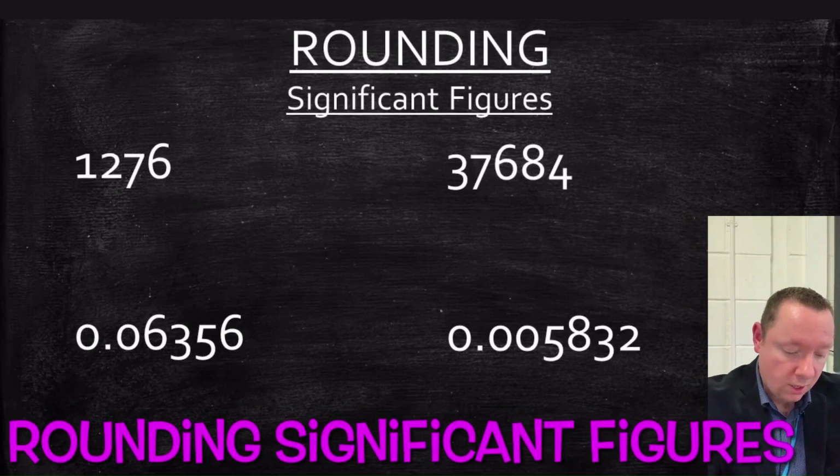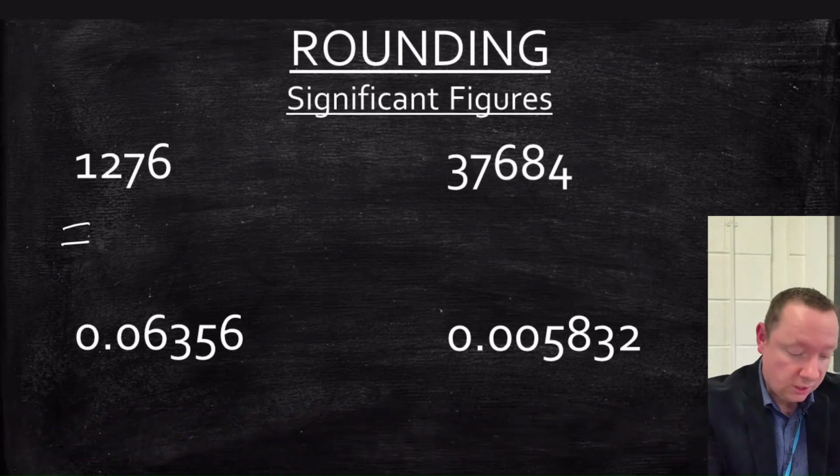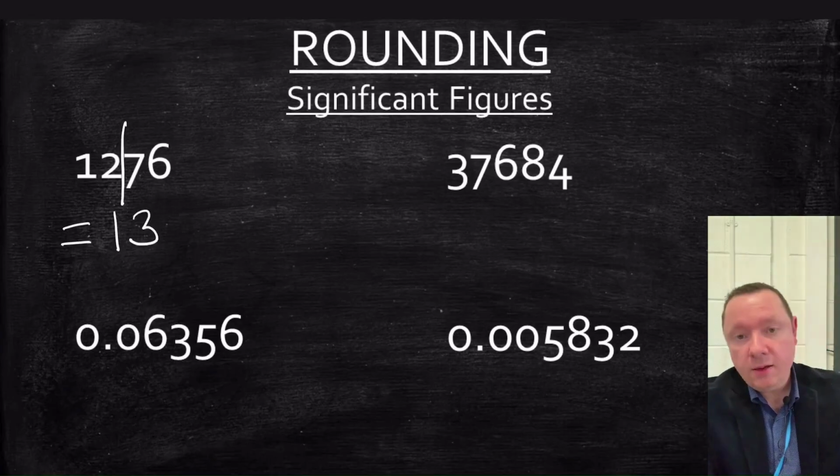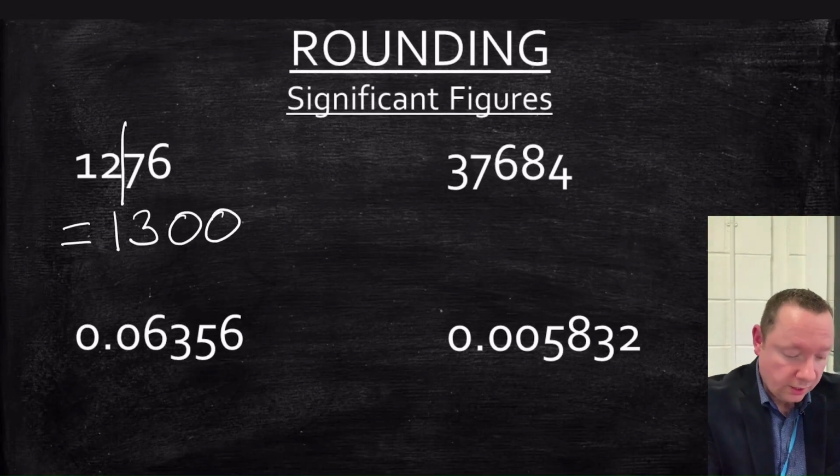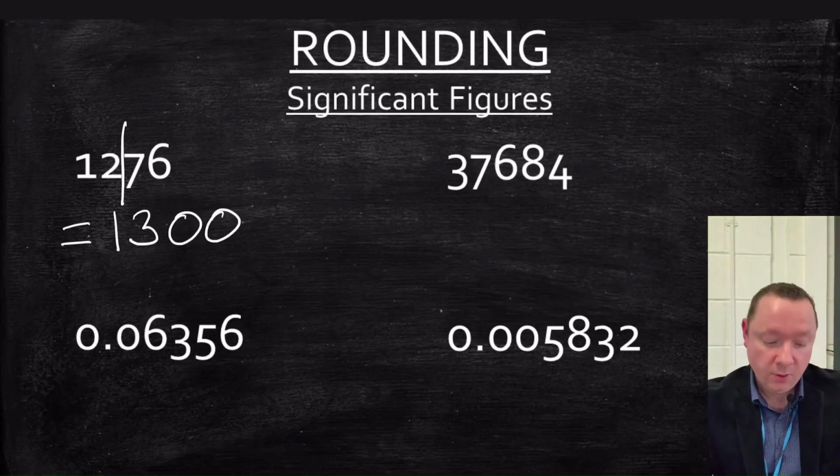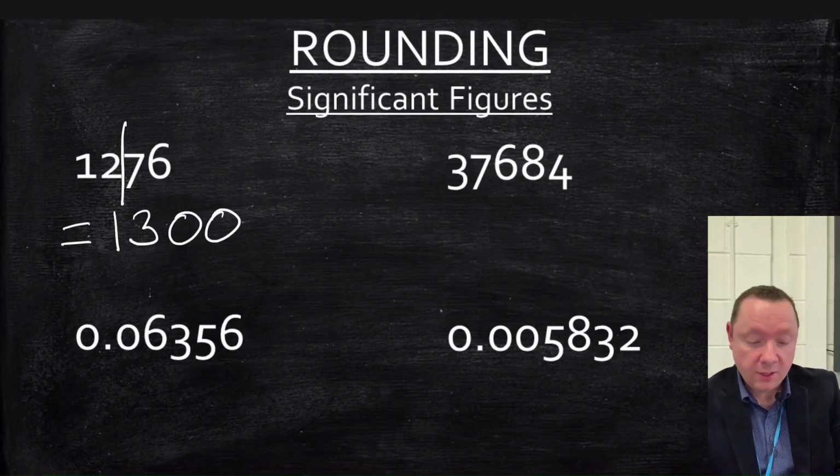Rounding to significant figures. Let's say we wanted to round 1276 to 2 significant figures. Then we need to have 1. 7 tells me to round up to 3. The number was in the thousands, so I need 1,300. Add zeros for the rest of the number. Let's try that again with another big number.